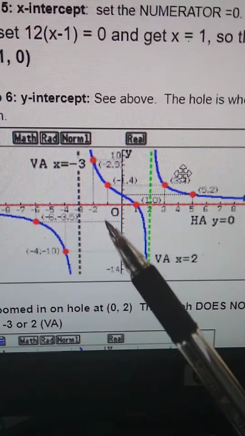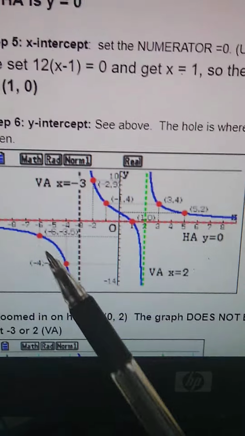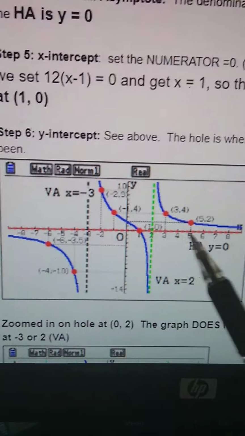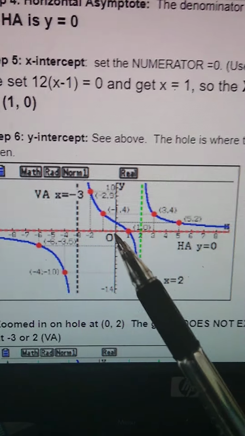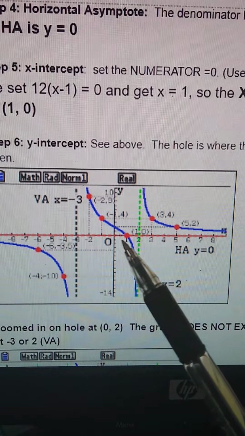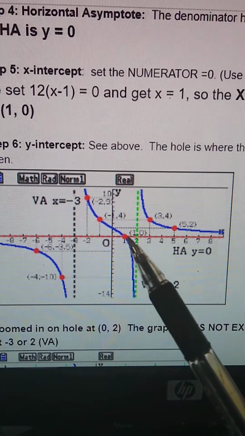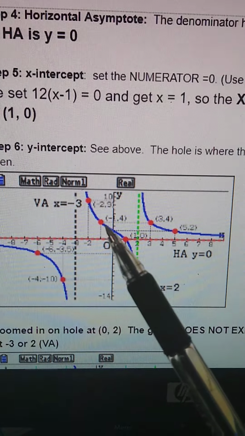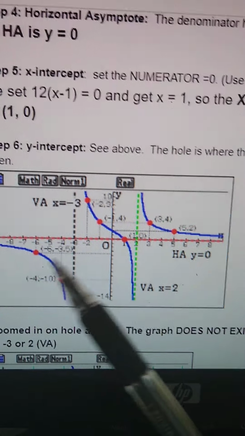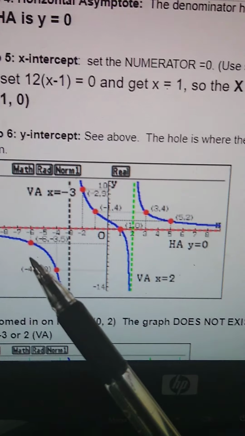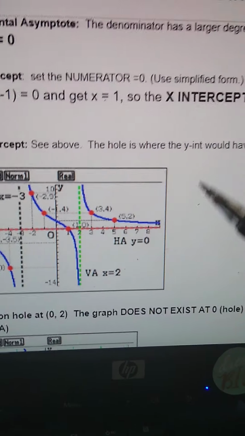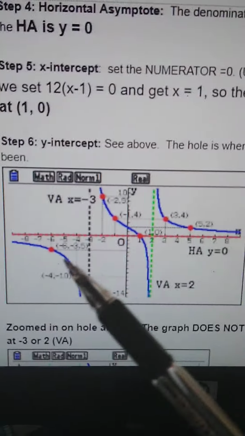Now when I zoom in here on the graph, notice a couple things. First of all, here's my vertical asymptotes at negative 3 and 2. Horizontal asymptote at y equals 0. This is the hole at 0, 2. Here's the x-intercept at 1, 0. And I had to get several other points because those few points are not enough. So we need to get some more points. So make sure you get several points and label them. Whether you label them on the graph or label those points in a chart off to the side, that would be okay too.